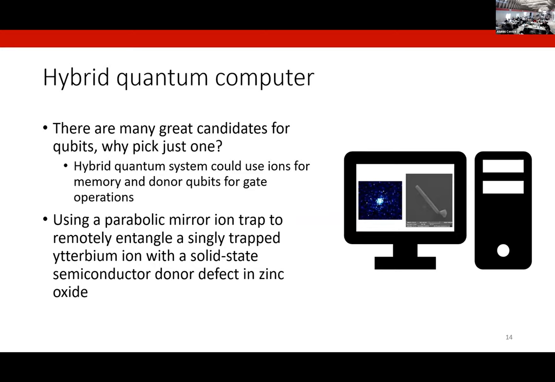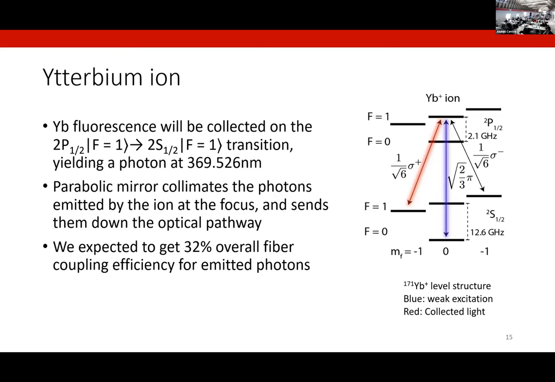So we're going to be looking at using a parabolic mirror ion trap containing a single ytterbium ion for our ion qubit and a zinc oxide donor defect for the other one. So here we have the relevant transitions of our 171 ytterbium ion. We're going to collect the fluorescence along this red transition and excite it along this blue pathway here. The emitted photons will be collected by the parabolic mirror and then fiber coupled with a predicted 32% overall fiber coupling efficiency.